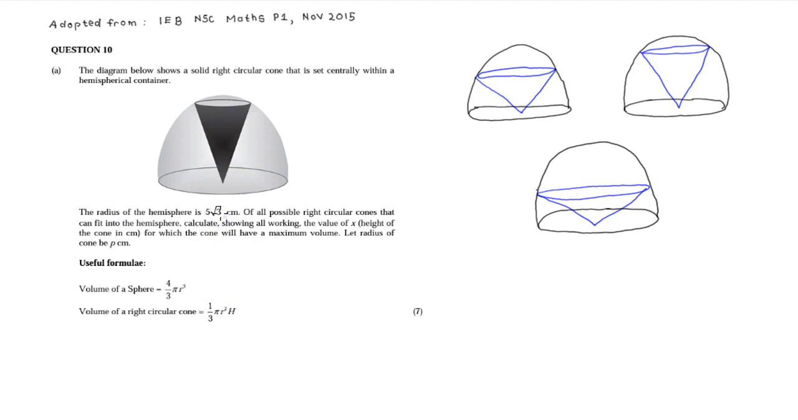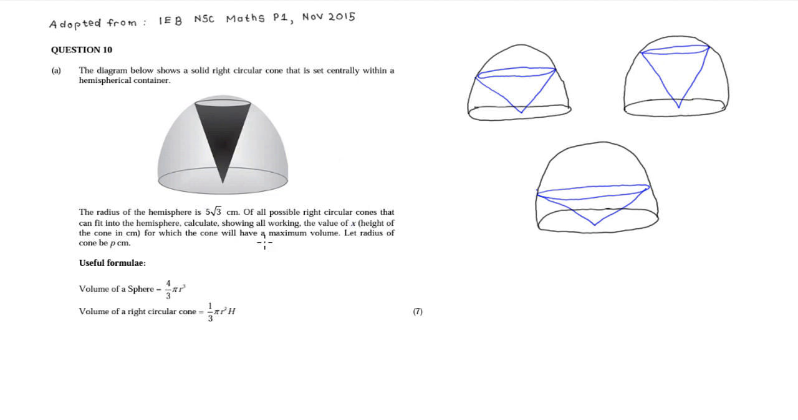There's also this statement that says, of all possible white circular cones that can fit inside of the hemisphere, calculate, showing your working, the value of x, where x represents the height of the cone in centimeters, for which the cone will have a maximum volume. And we need to call the radius of our cone P. We'll put all of these details on our diagram shortly.